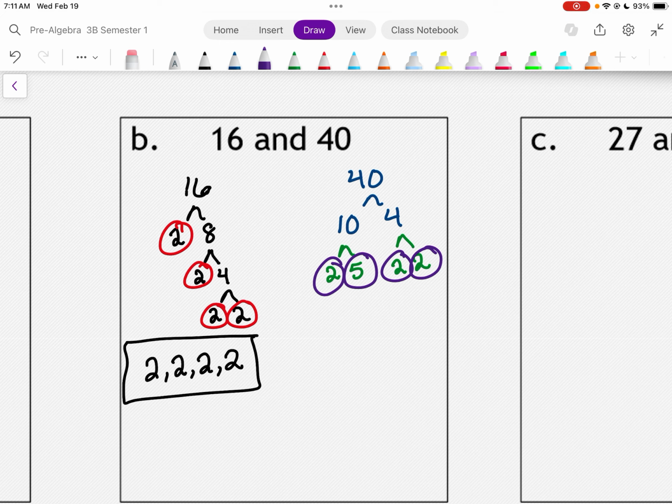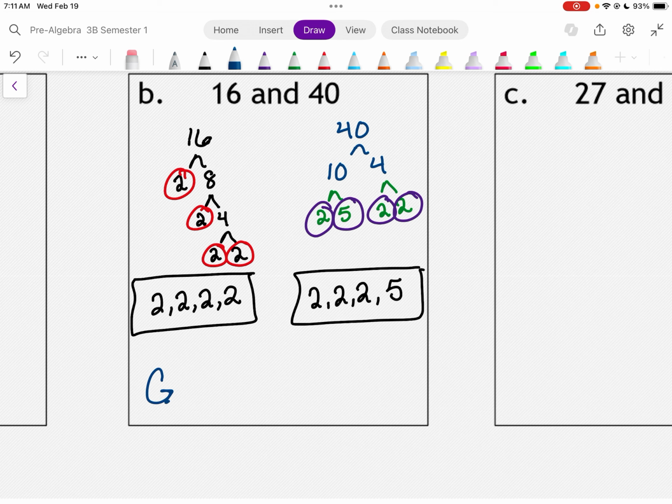And again, your factor tree doesn't have to look the same. So you could have broken this up into 20 and 2, and then 10 and 2, and 5 and 2. You would still get the same answer at the end. So now in this list, we have 2, 2, 2, 5 for our factors.